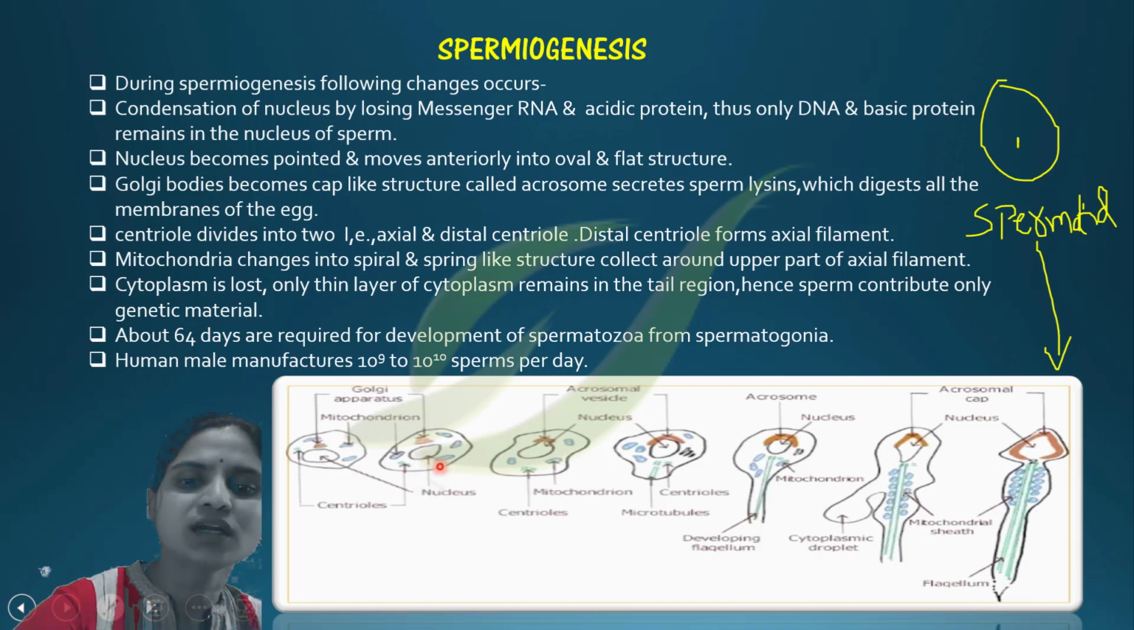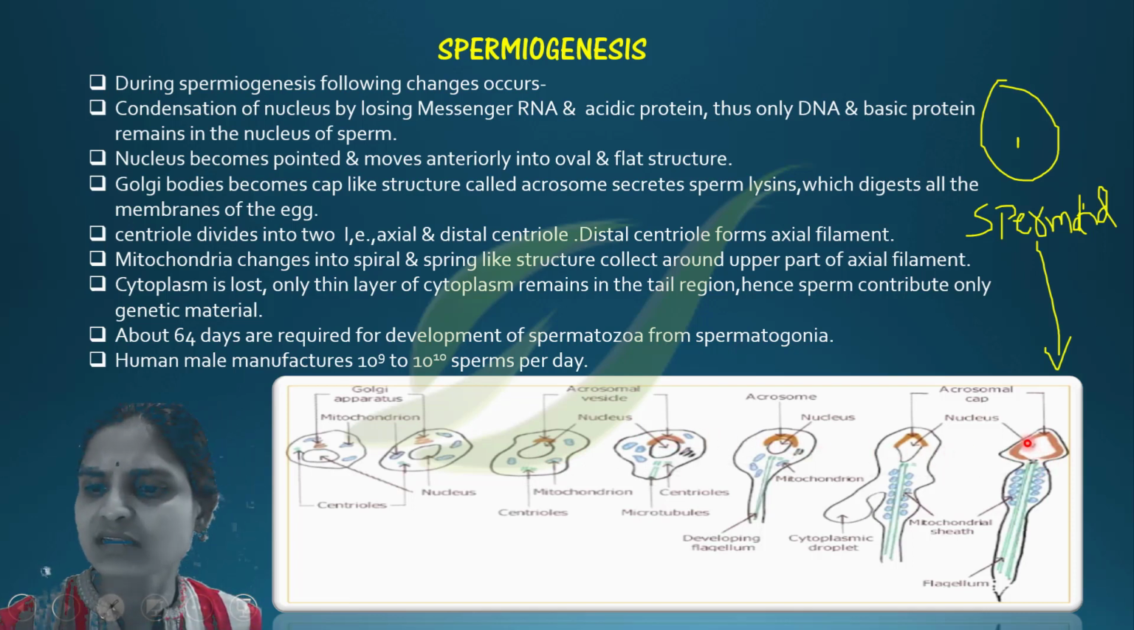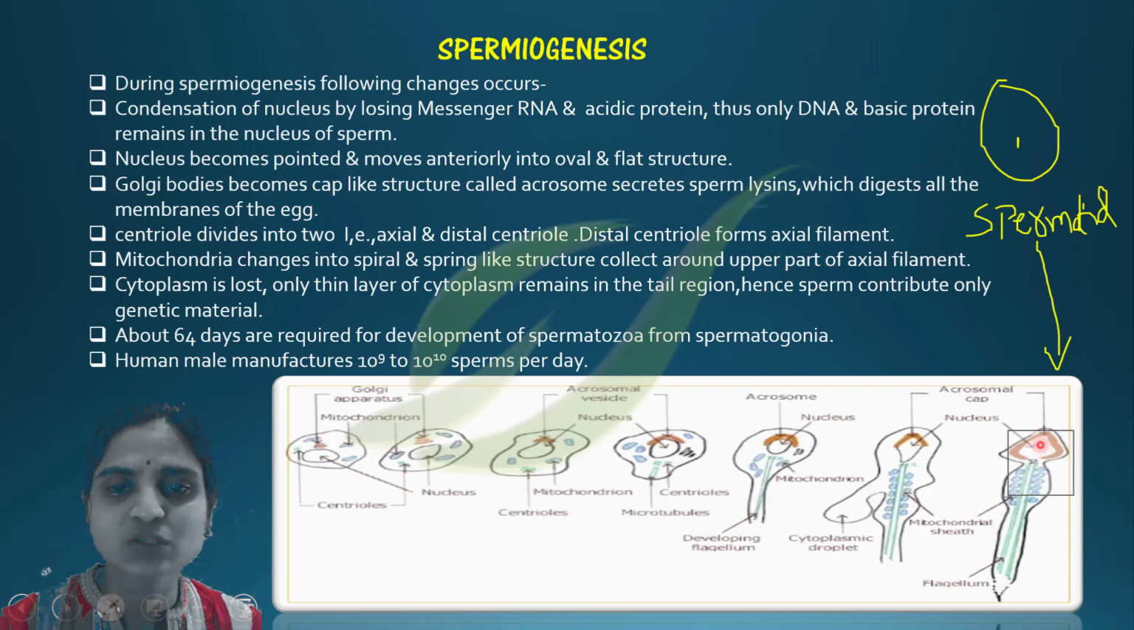Now this nucleus will start undergoing condensation. It condenses in such a way that it moves anterior. You can see in the last slide that this part is the nucleus, which has moved to the tip region, the anterior region of the sperm. It has also become oval in shape and flat. So these are the changes that have taken place in the nucleus.